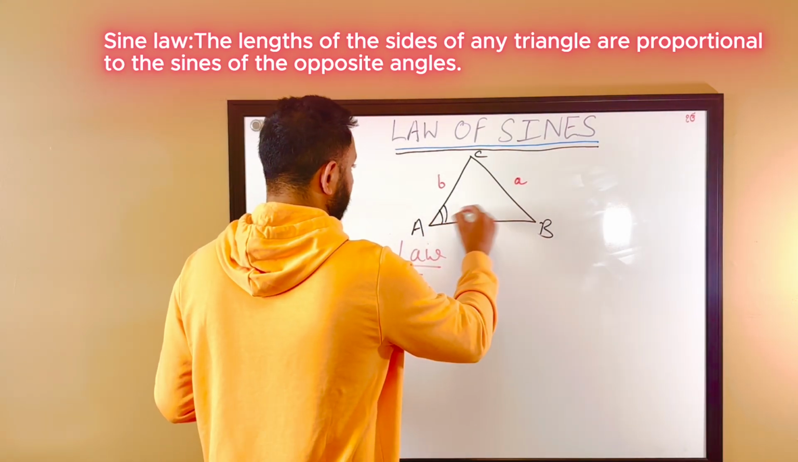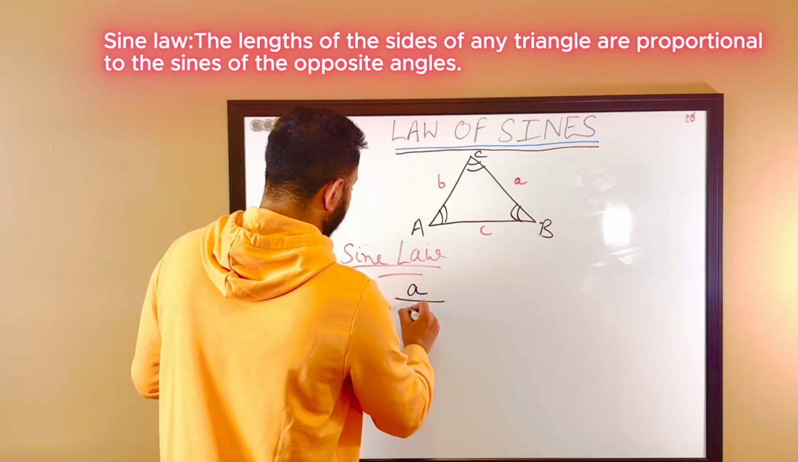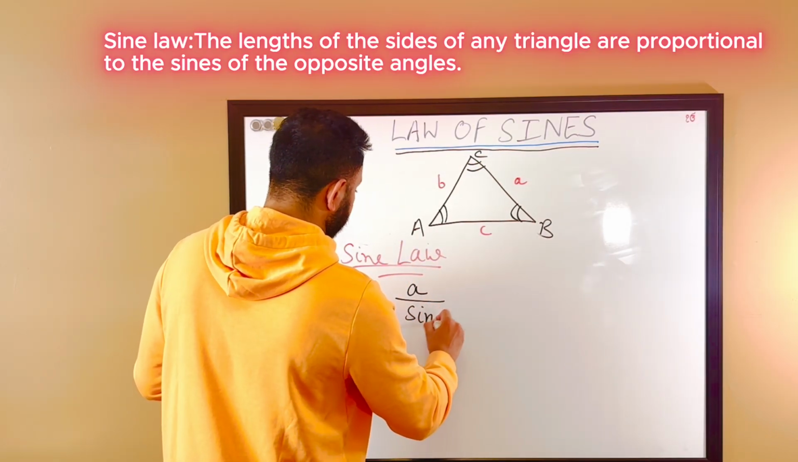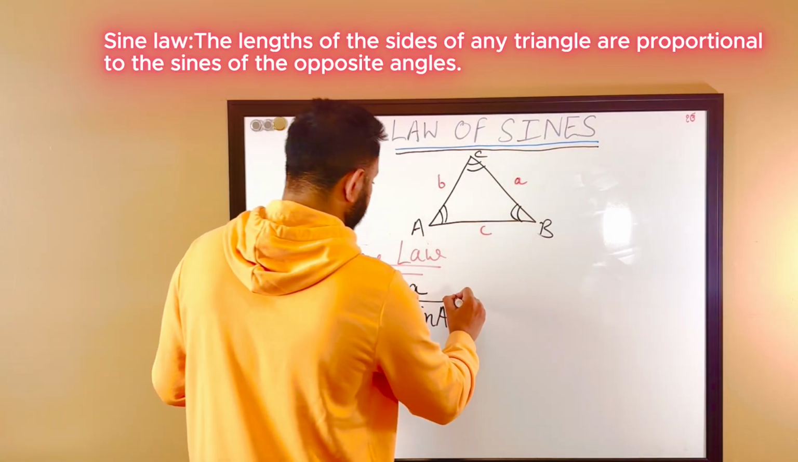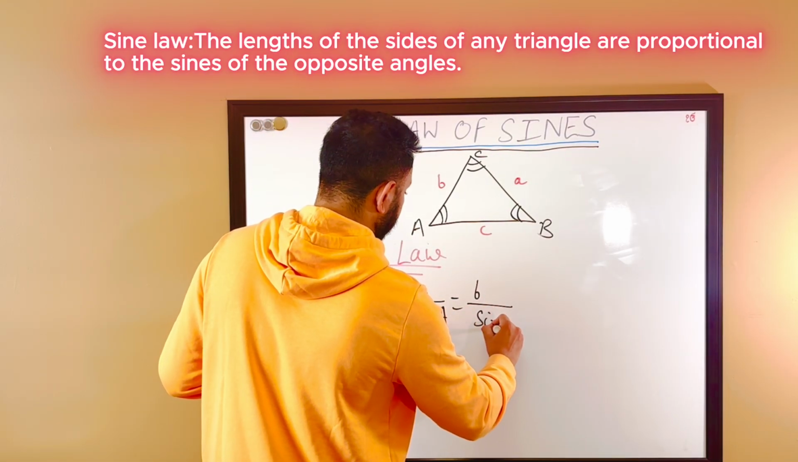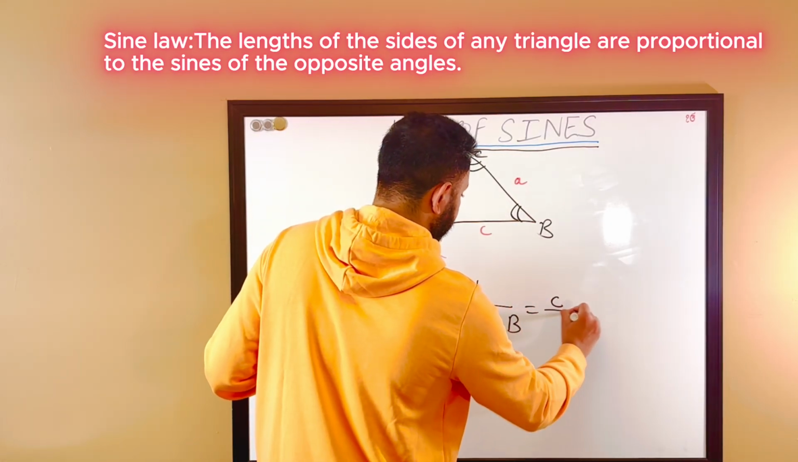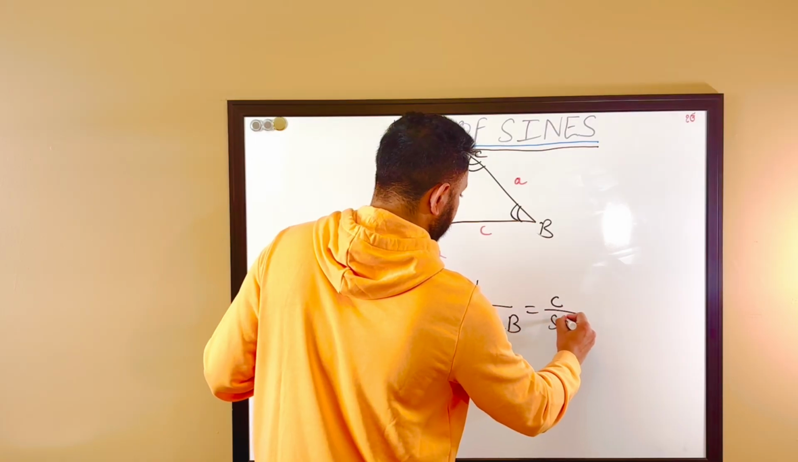That means small a over sine of angle A, and small b over sine of angle B, and small c over sine of angle C.